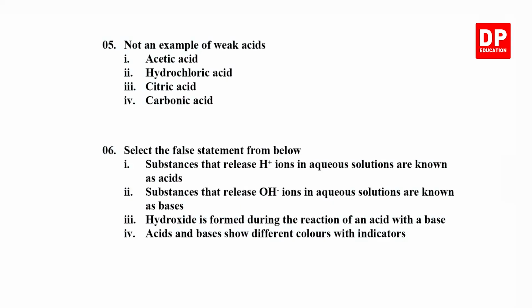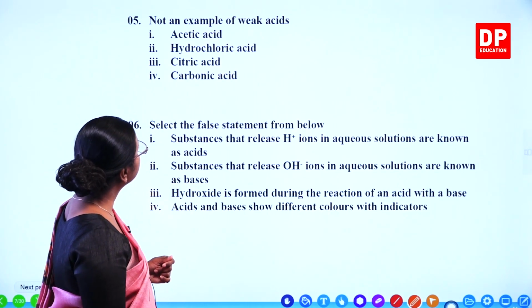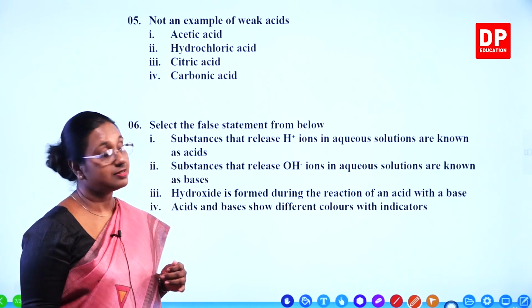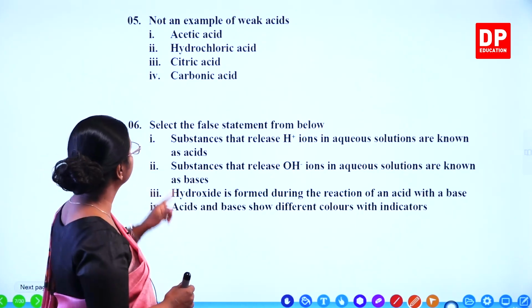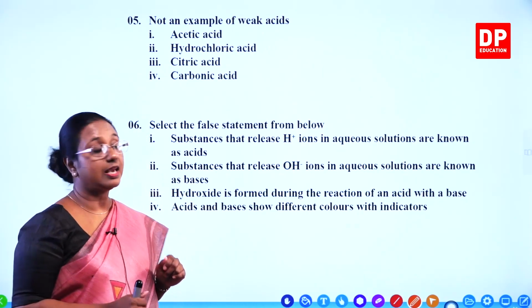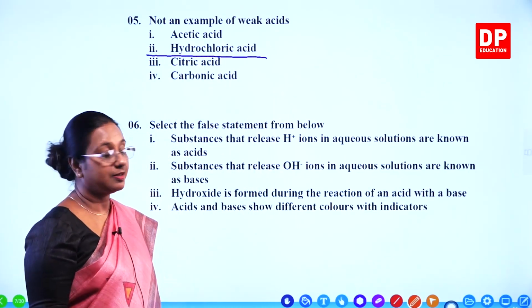So then I'll move on to the next one. Not an example of weak acids. Acetic acid is a weak acid. Hydrochloric acid is a strong acid. Citric acid, weak acid because it's in lime juice. Carbonic acid, weak acid. So the answer is hydrochloric acid.